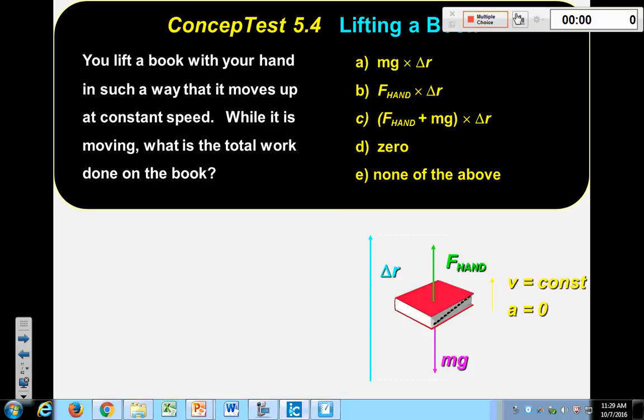You lift a book with your hand in such a way that it moves up at constant speed. While it is moving, what is the total work done on the book? This is the total work that's being done on the book.